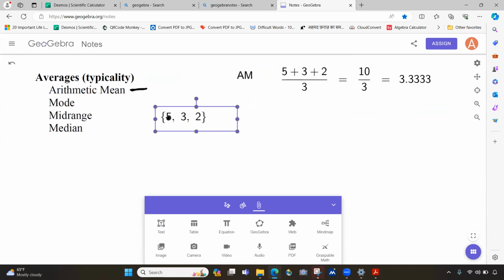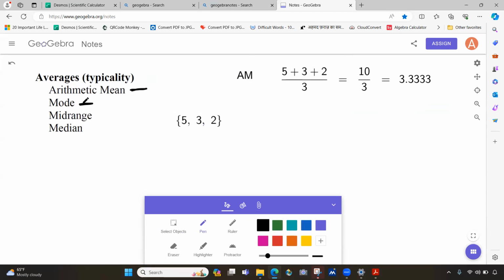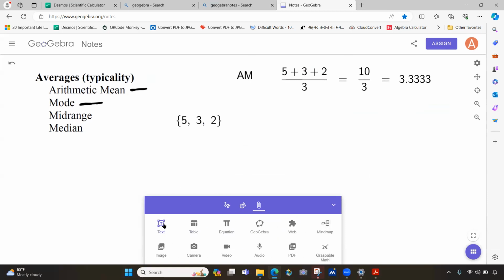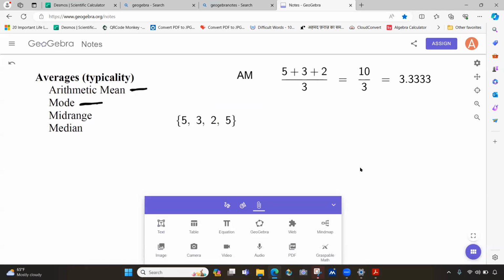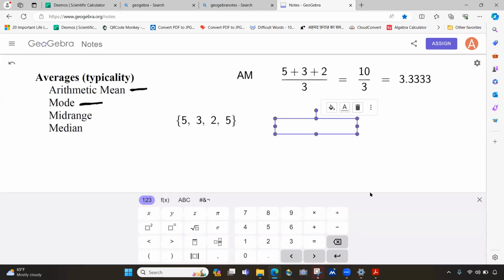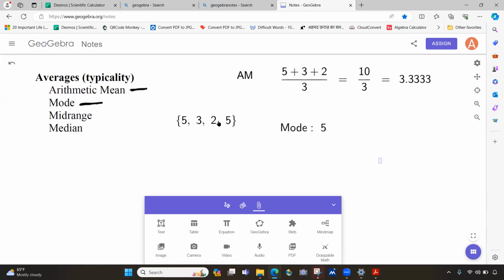Okay, what's mode? What do we mean by mode? Well, mode is the most frequent number. Let's say this time around, my data set is something like this. 5 shows up twice. Since 5 is the most frequent number, the mode is 5.